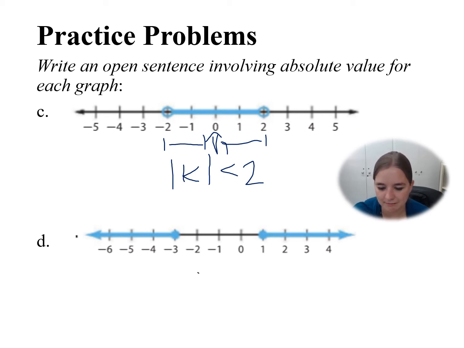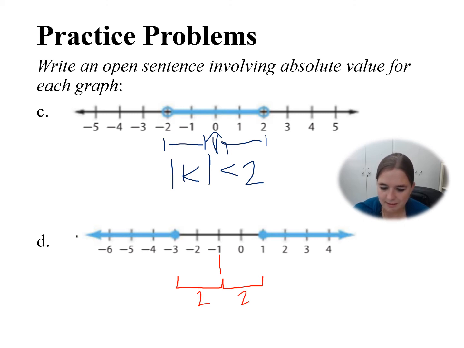Well, in this next one, I have the same sort of idea, but I'm not centered at 0. So I need to find my center point, and I see that I'm centered on negative 1. That's my center line. And I need to know what that distance is. So from here to here, my distance each time is 2.